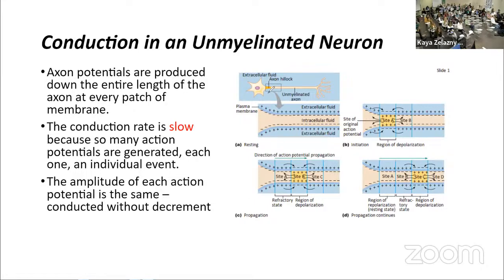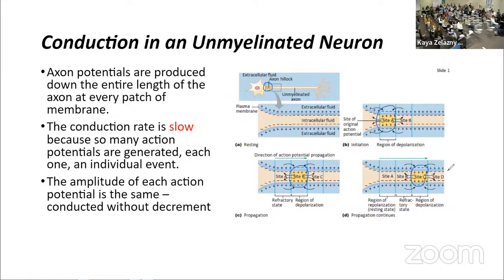Starting at that axon hillock, we trigger off an action potential. This would create positive charges, depolarization at that first site. They spread out to the side. That's what these arrows are doing. Then that second site hits threshold, depolarizes, fires off its own action potential. And then it's going to trigger the next site, site C, and so on and so forth.